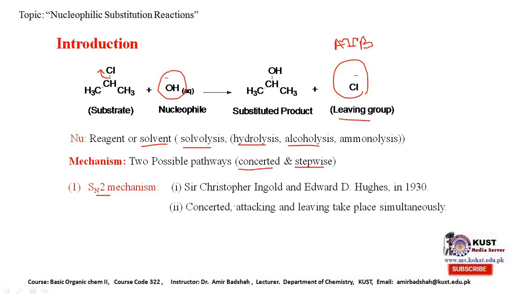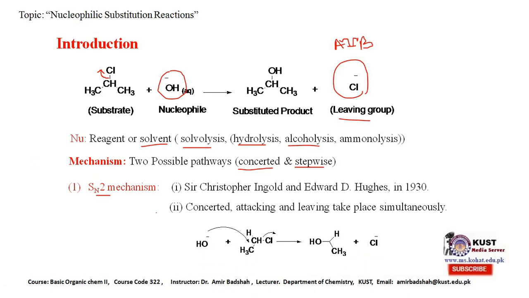where in this mechanism the attacking of the nucleophile and the leaving of the leaving group take place simultaneously. It means it takes place in one step, where the leaving group leaves and the nucleophile attacks simultaneously. If it takes place in one step, then it will follow the SN2 mechanism.